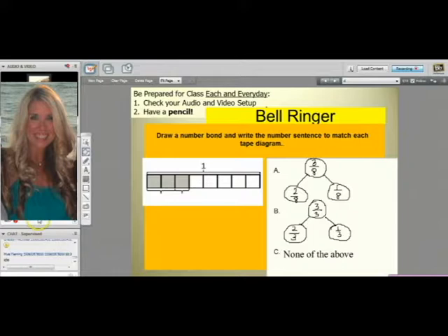Grayson, do you agree with Claire? Yes. Why do you agree with Claire? Because if you add 2/8 plus 1/8, it equals 3/8. And the number 5 shows 3/8. Okay, great job.